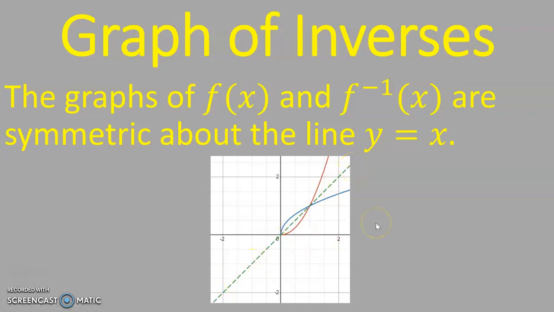So anytime you ever graph a function and its inverse together, you should get 2 functions that are symmetric about the line y equals x.